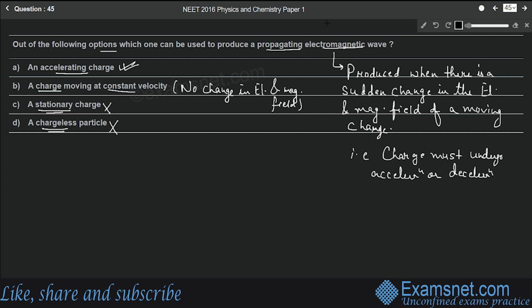So here we complete all the questions from the NEET 2016 physics paper of phase 1.